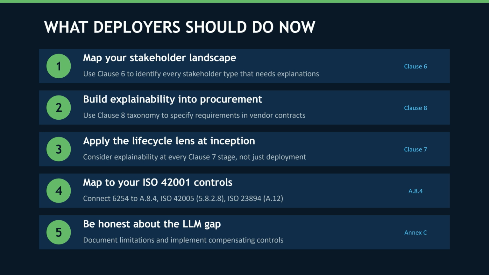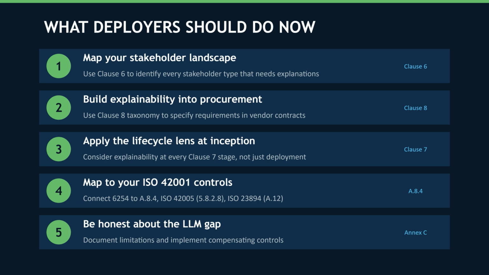Number 2, build explainability requirements into procurement. Use Clause 8's taxonomy to specify what explanations your vendors must provide. Scope, form, depth, completeness. Put it in the contract. If the vendor can't tell you what explanation capabilities their system has, then that's a big red flag. Number 3, apply the lifecycle lens at inception, not deployment. Before you deploy a new AI system, walk through Clause 7 stages. Have we considered explainability at inception, at deployment, during operation?